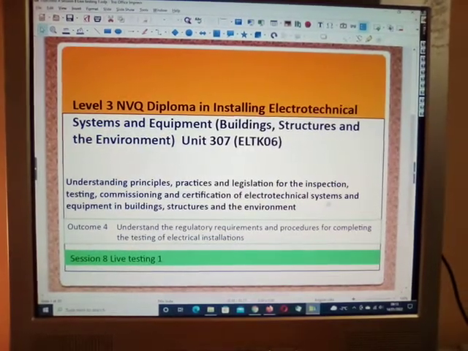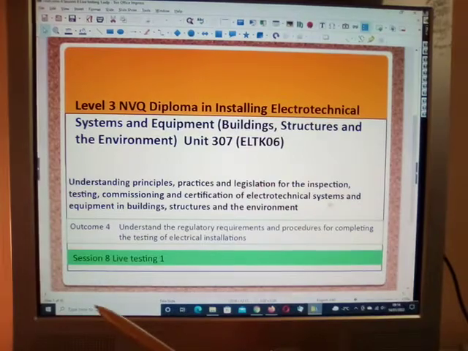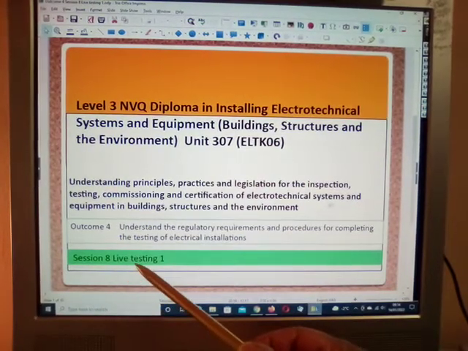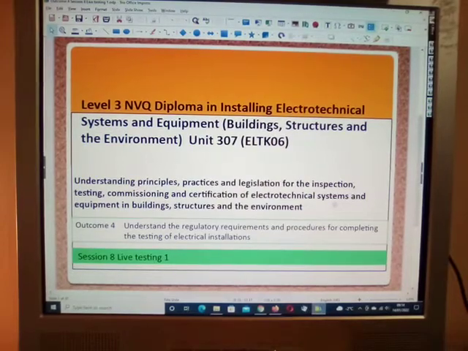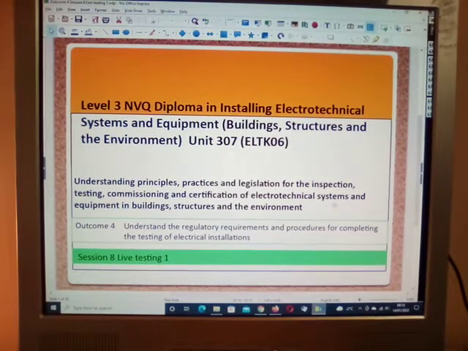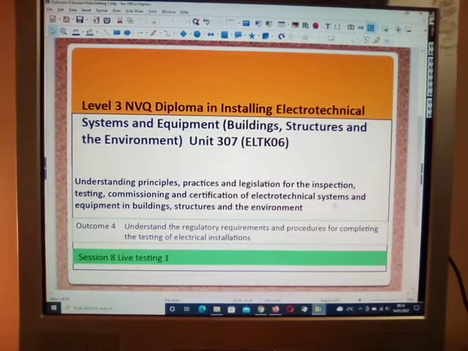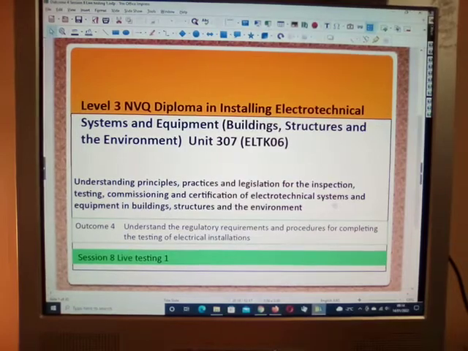What I want to do is continue with Unit 307, okay? And here we have Session 8, Live Testing 1, okay? Now, what we hope to show you here is the process that's been applied for testing, especially in regards to the earth loop impedance test, okay?